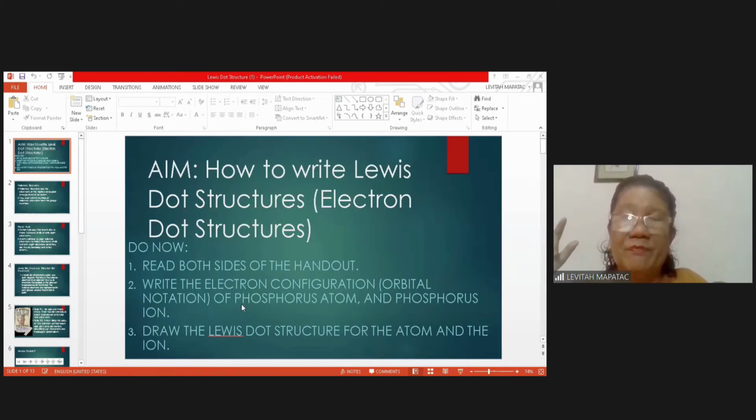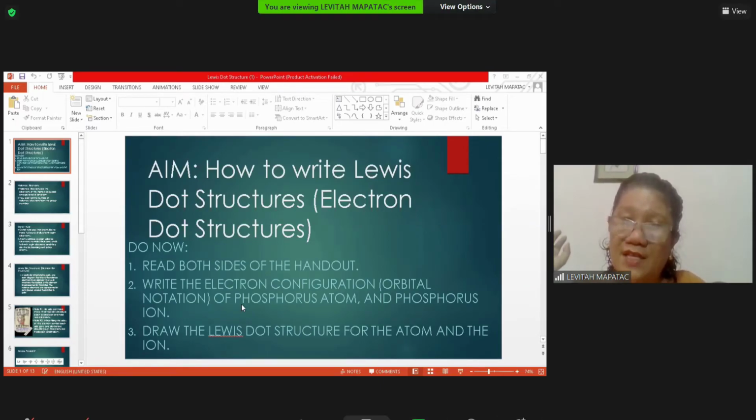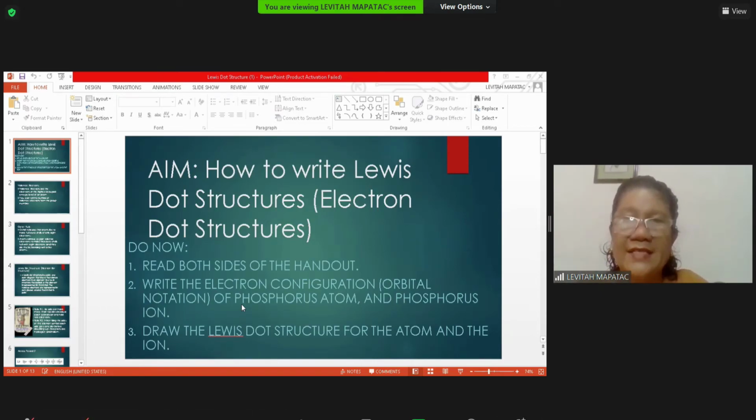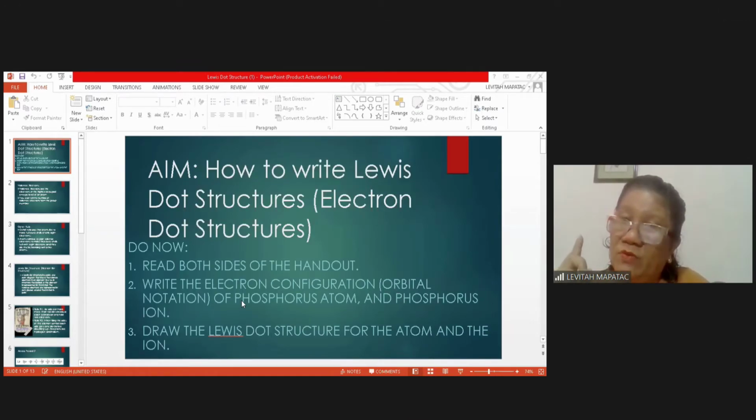So that s1 there pertains to the electrons in the outermost shell. So all group 1A has one electron outside its atomic shell. Okay, so here it is. How are we going to write the Lewis dot structure? So these are its basic forms.